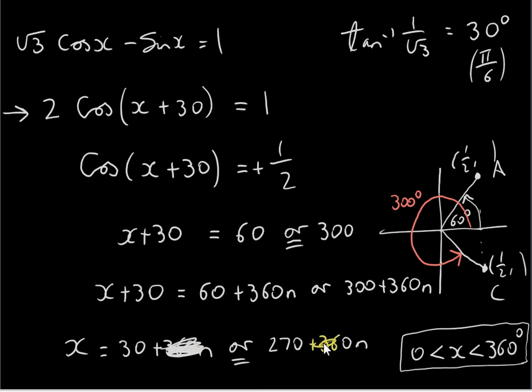So there are just two answers: x equals 30 degrees or x equals 270 degrees. In radians, 30 degrees is pi divided by 6, 180 divided by 6, and 270, well, that's 9 times 30, that's 9 pi over 6, that's 3 pi over 2 radians.